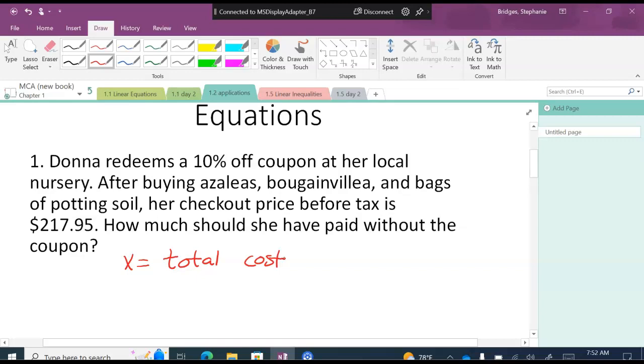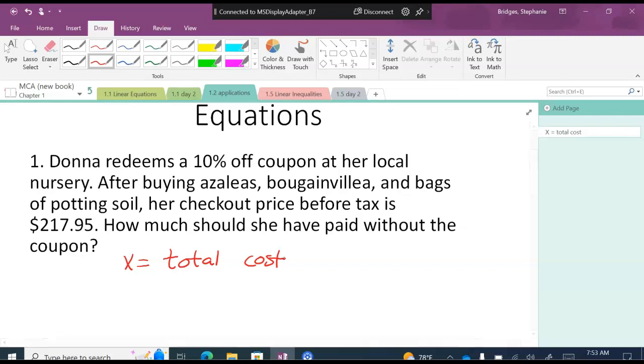So what we have to do is figure out how to set up an equation to represent the situation. We had our total cost, which we don't know. Then we received a 10% discount, and we ended up paying, before tax, we're not going to worry about the tax part, $217.95. So how would you do that? If you take your total cost, what would you have to do to the discount to be able to figure out how much you paid?